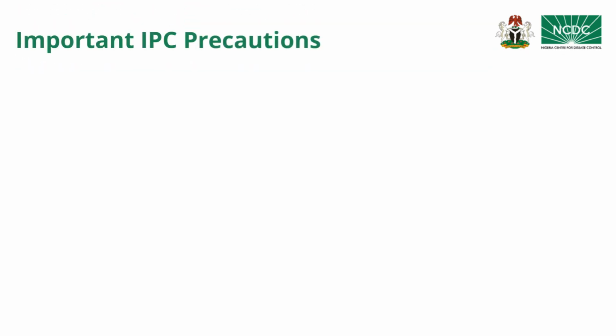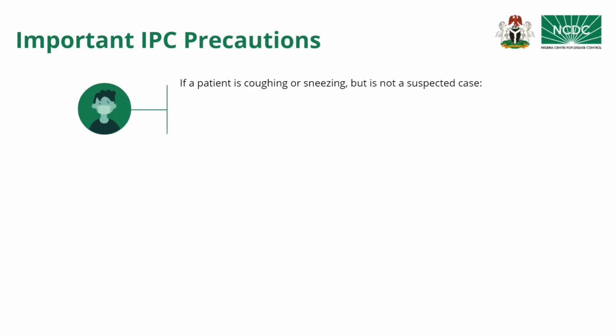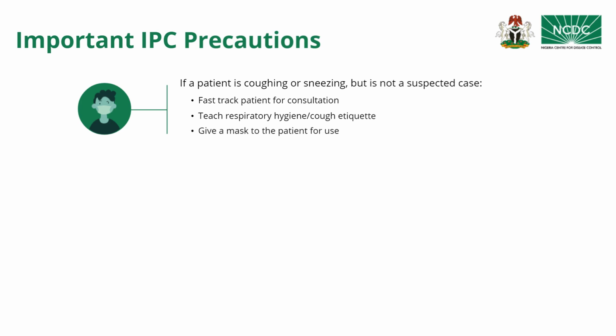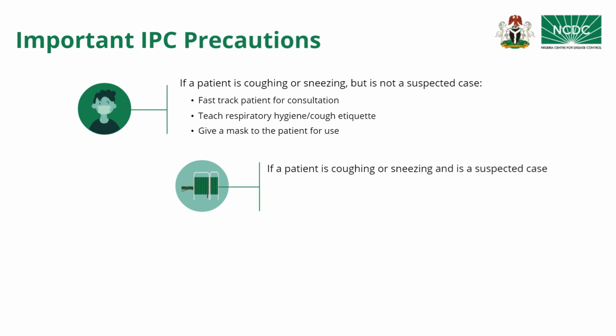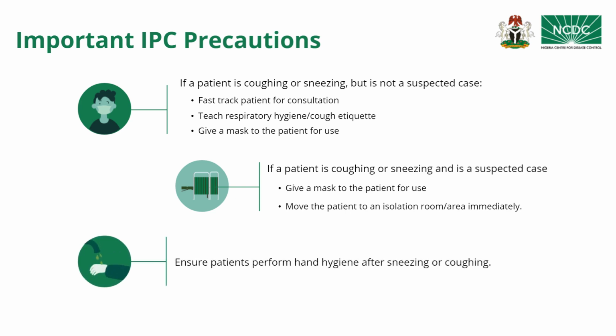Patients should be observed for respiratory symptoms. If a patient is coughing or sneezing but is not a suspected case, fast-track the patient for consultation and teach respiratory hygiene or cough etiquette. Give a mask to the patient for use. If a patient is coughing or sneezing and is a suspected case, give a mask to the patient for use and move the patient to an isolation room or area immediately. And ensure patients perform hand hygiene after sneezing or coughing.